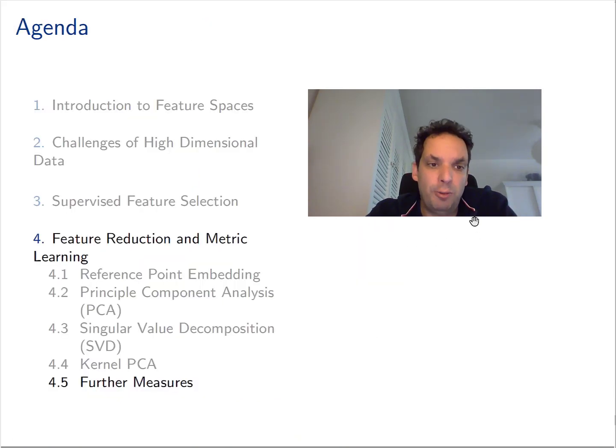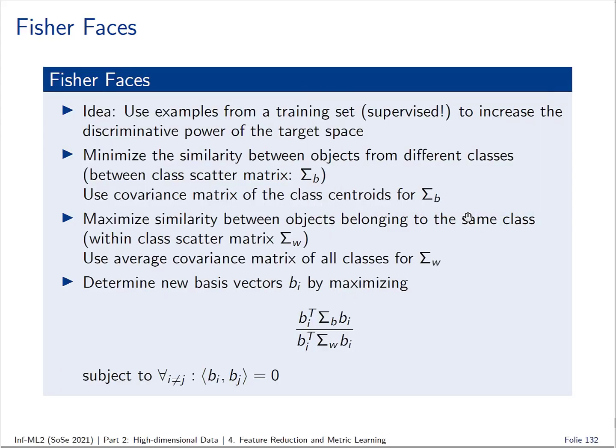So now Fisher faces here is a supervised measure or method. PCA, kernel PCA, SVD, and stuff like that is all unsupervised. This one here is supervised. So we use our training set and try to find representations or representation features that increase the discriminative power in the new feature space. And we actually look at two different things.